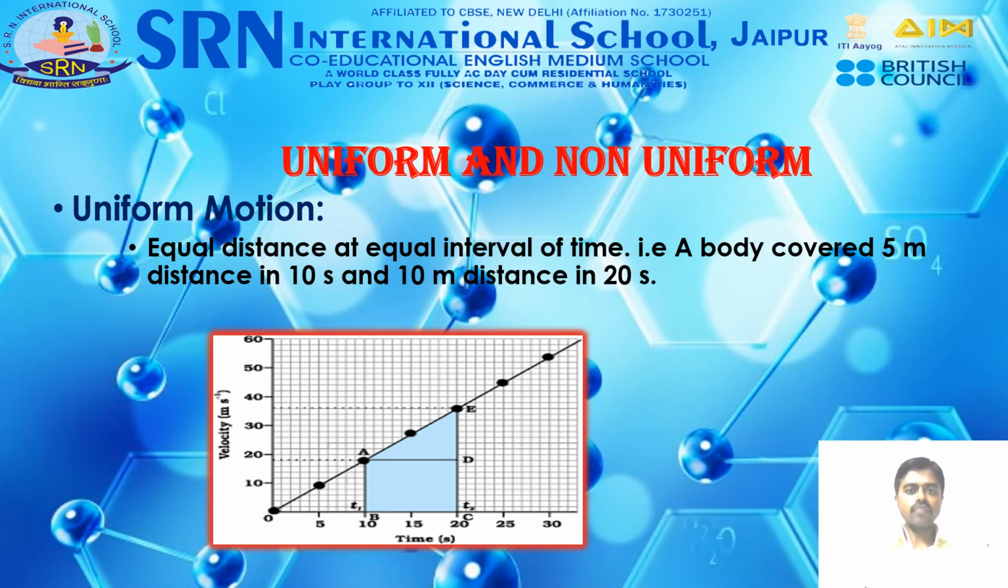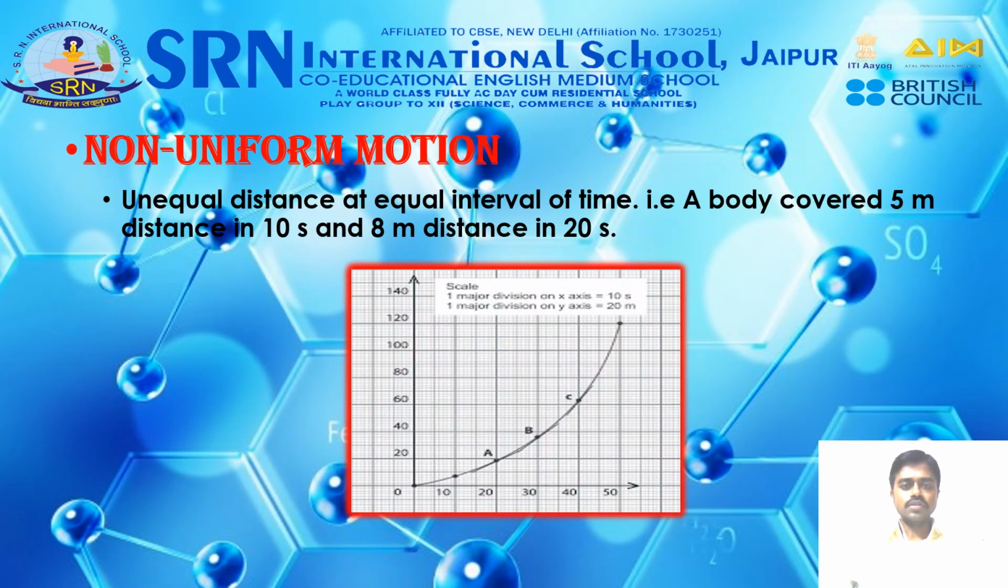Similarly, we can have non-uniform motion. In non-uniform motion, we can observe that a body covers unequal distance in equal intervals of time. So this is the condition of non-uniform motion. An example of non-uniform motion is a body covering an 8-meter distance in 20 seconds and another 20-meter distance in 30 seconds.